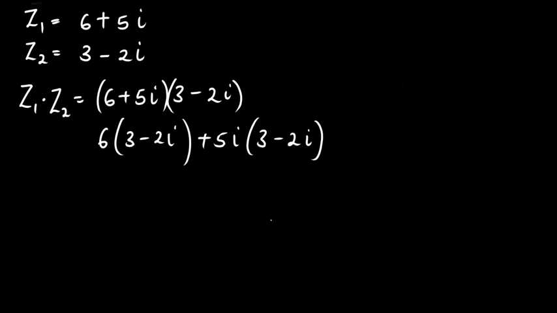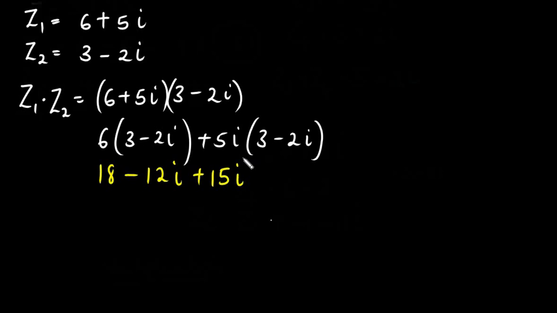Okay, so let's open these brackets. So 6 times 3 is 18, and then 6 times 2i is 12i. And then 5 times 3i is, or rather 5i times 3 is 15i. So when we get to this other one, 5i times negative 2i.